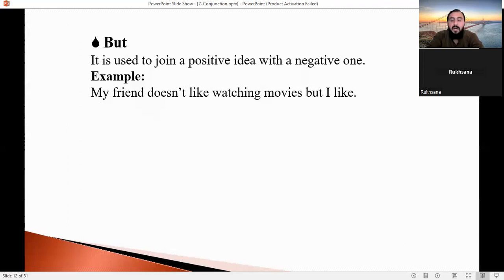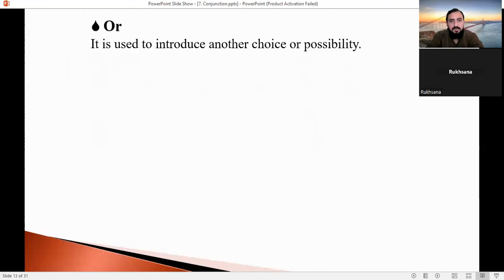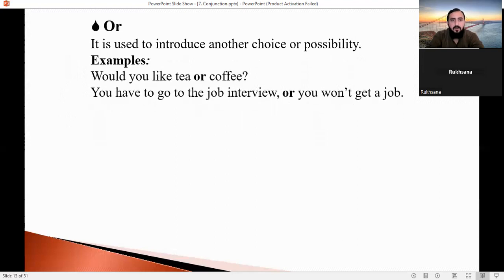For example, I wanted to help you, but I didn't have enough time. These ideas are contrasting. They are opposite, right? Yes, sir. My brother is a teacher, but I am a student. These are contrasting ideas. Or is used to introduce another choice or possibility. For example, would you like tea or coffee? You have to go to the job interview or you won't get a job.